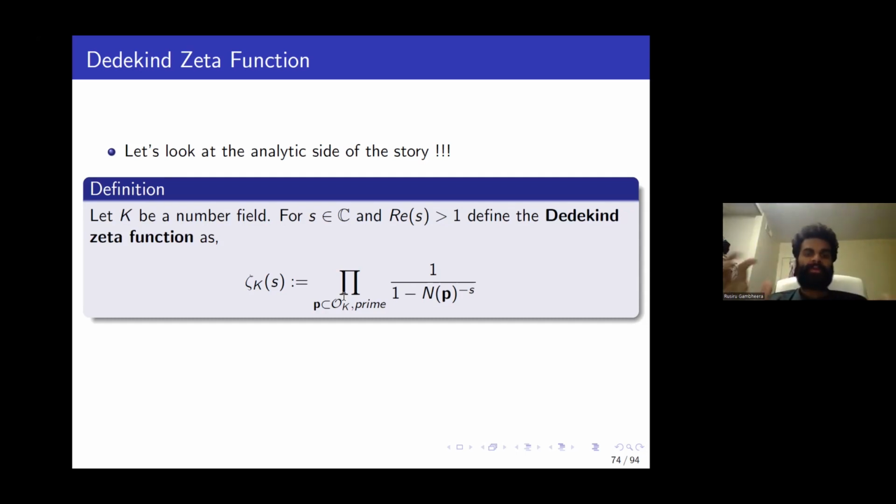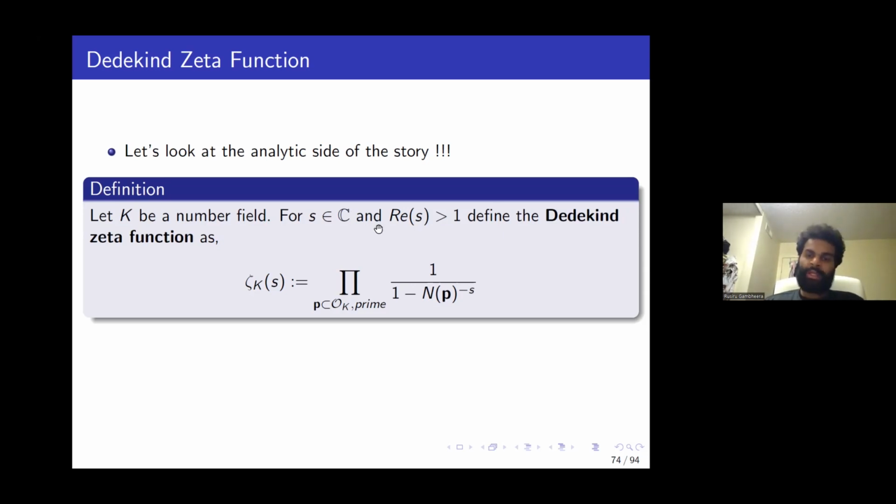I'm just saying that there's an analytic object, a complex value object out there, which is made out of the data coming from the number field. Okay. I'm just saying we have some data coming from the number field. Out of that, we make an analytic object. And this has a power series expansion.